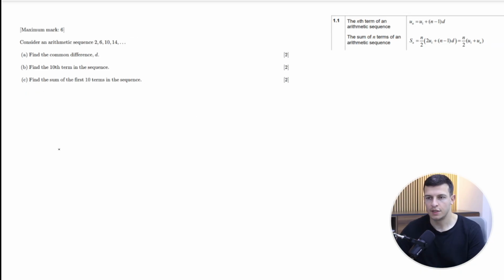Consider an arithmetic sequence 2, 6, 10, and 14. Find the common difference. Make sure you pause the video here and try it for yourself, but I'm going to do it a little bit faster this time because we already did a few examples. So to find the common difference, d is going to be U2, for example, minus U1, which is going to be 6 minus 2, and that's going to be equal to 4.